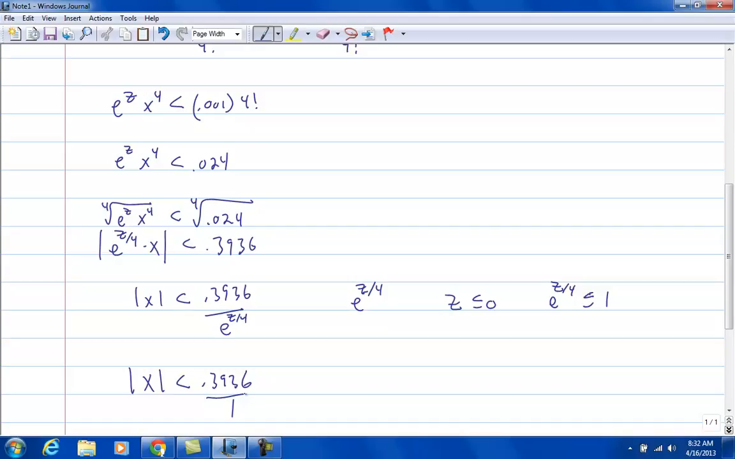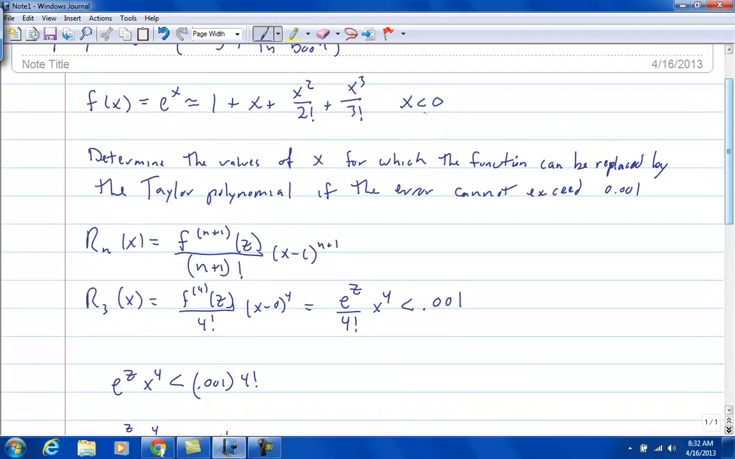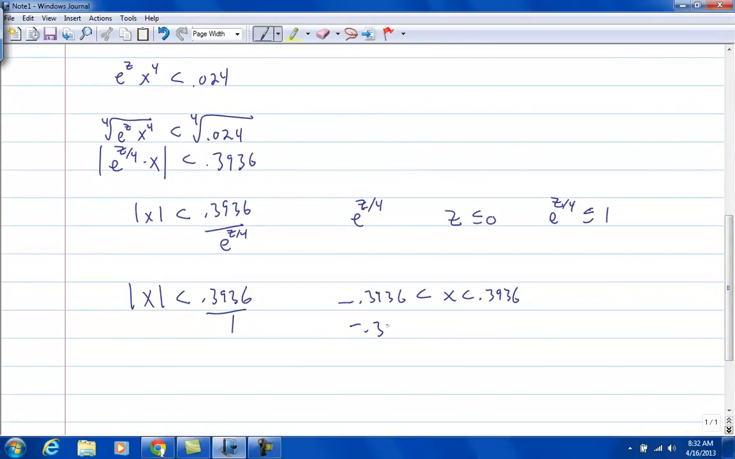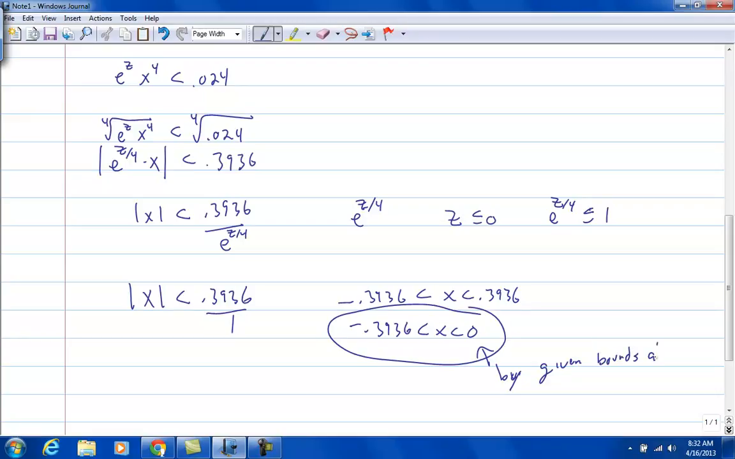So negative 0.3936 is less than x less than 0.3936, but if you remember the constraint we had above, we're told that x has to be negative, so negative 0.3936 is less than x less than 0 by the bounds from above. Okay, and that's it for that problem. Hope that makes sense.